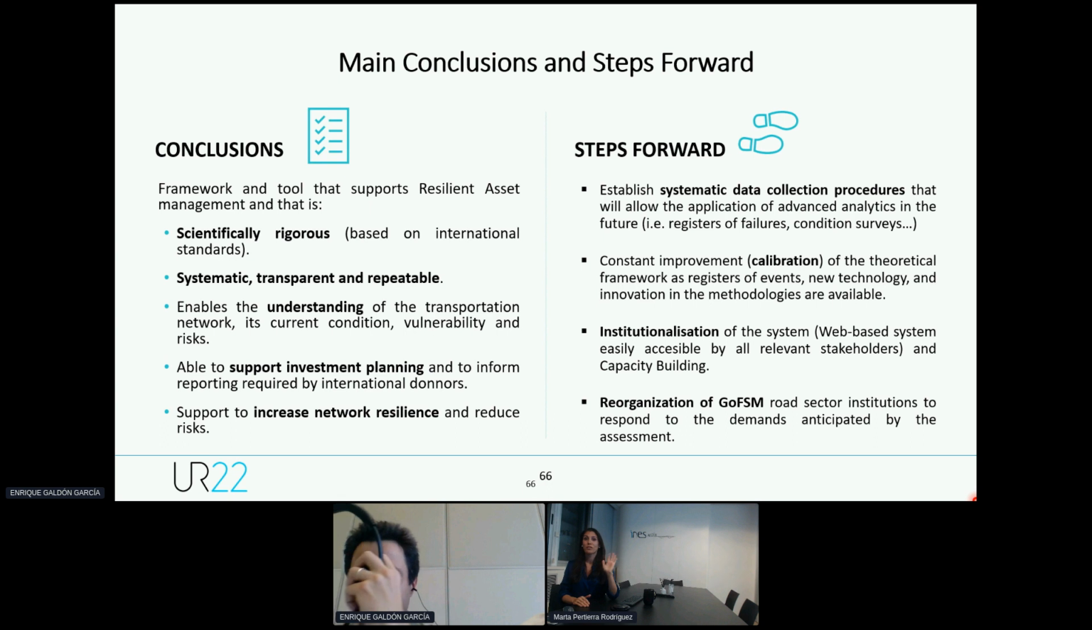And some steps forward very quickly. We have to establish data collection procedures to really construct that road geodatabase that I was talking about at the beginning. That's very important. We have to keep calibrating the theoretical models with more data that we are adding. Also, it's good to institutionalize this kind of system so that all stakeholders are involved and get familiar with that. And finally, this can also help the government of the FSM reorganize internally to respond to the demands of the road network in the future.